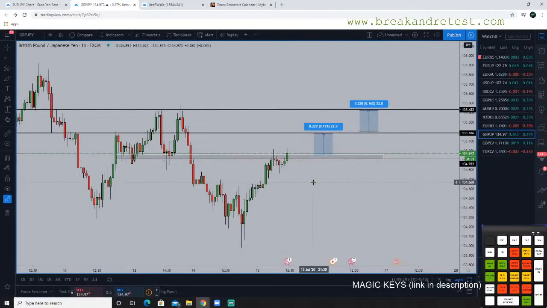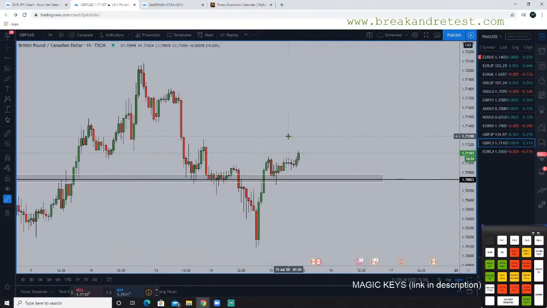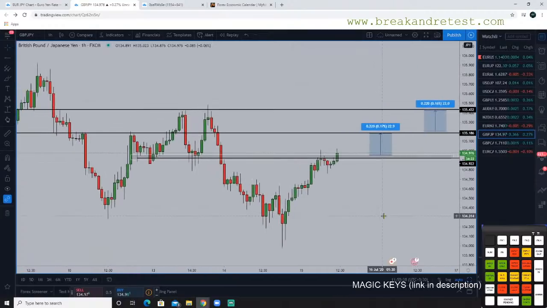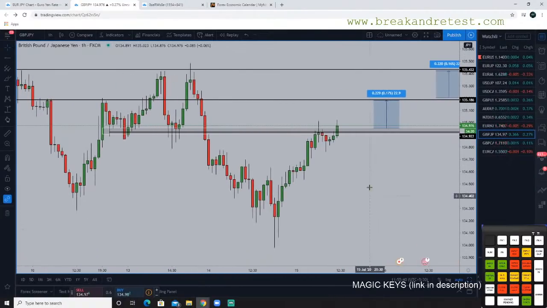Let's wait for this candle to close. Once it does, a retest and continuation. I think for now there's no retest happening. So we just have to wait for a breakout.